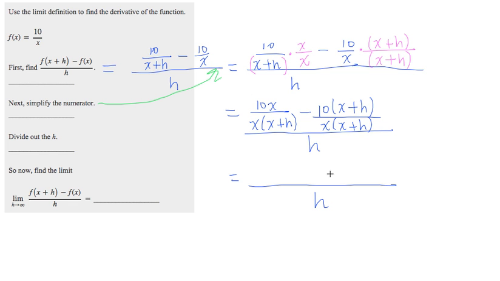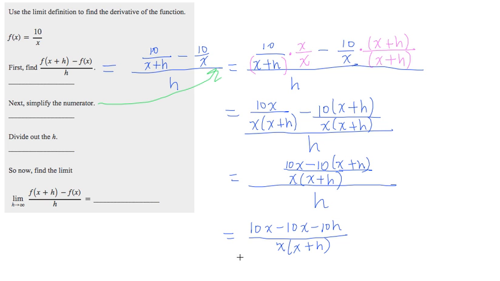So when we subtract, you keep the denominator the same. Go ahead and put that big over h first. We keep the denominator as x times x plus h, and then we subtract the numerators. So the numerator is 10x minus 10 times x plus h. This is the little fraction inside of this bigger fraction right here. And let's go ahead and distribute that negative out. So we'll have 10x minus 10h over x times x plus h, and that's all over the big fraction h.